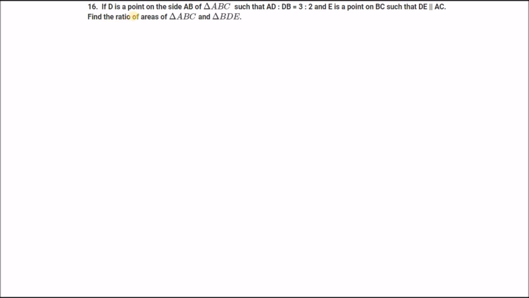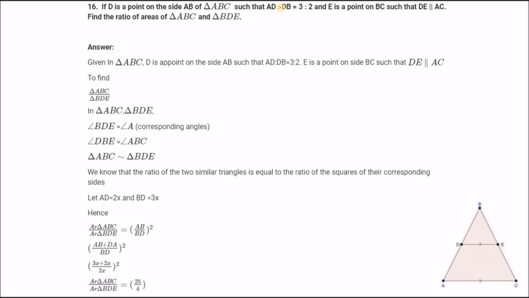If D is a point on the side AB of triangle ABC such that the ratio AD by DB is given, the ratio AD by DB is given as 3 by 2. So if AD is 3x, DB will be 2x, right?